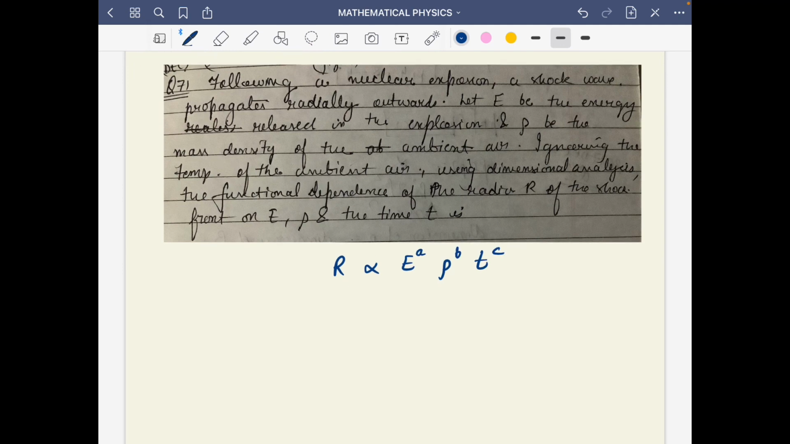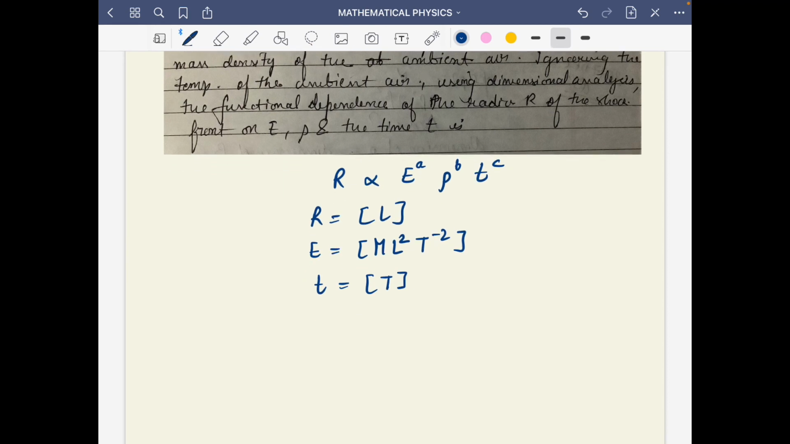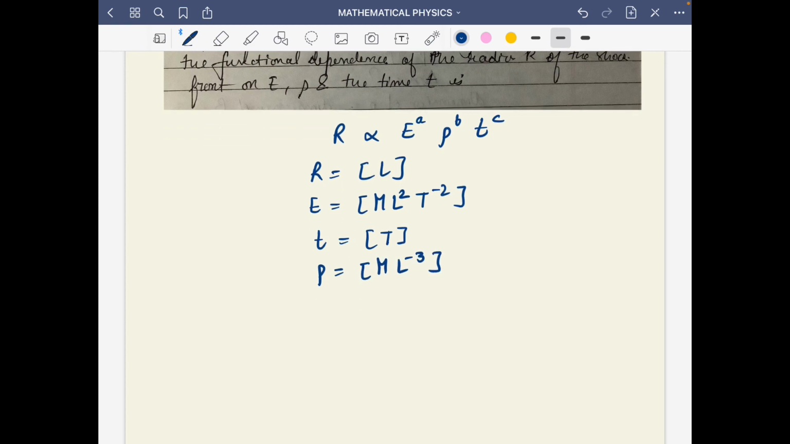So now what is the dimension of r? Let's write the dimension of r, that is length. We always write the dimension in the square bracket. E is the energy, M L square T to the power minus 2. T is the time, which is written like this. And lastly rho, sorry, I forgot, that is M L to the power minus 3. So now we will substitute these values in the above expression.